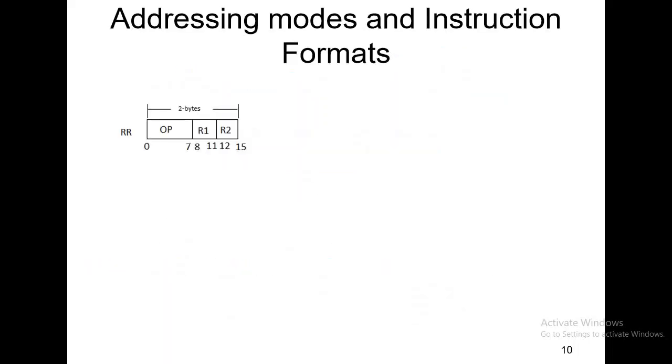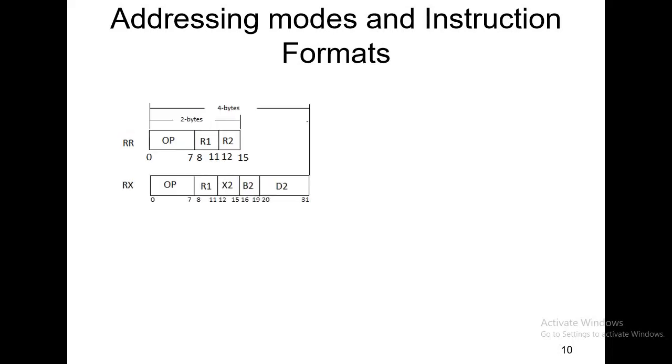And addressing modes, here in this pass 1 and pass 2 assembler, we are using only two types of addressing mode, that is RR and second is RX type. RR means you have to perform the operation between two registers, and RX means one register is there and second one is base register, index register. Size of RR instruction type is 2 bytes and size of RX instruction type is 4 bytes.